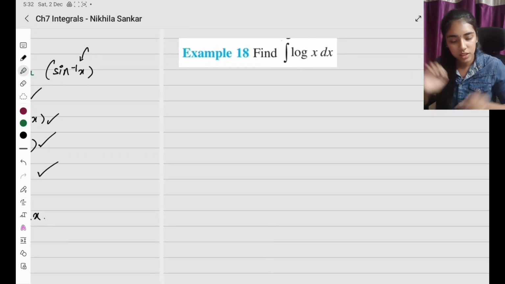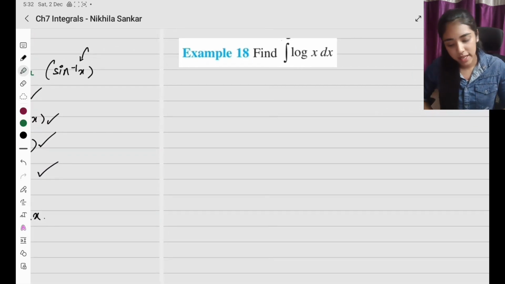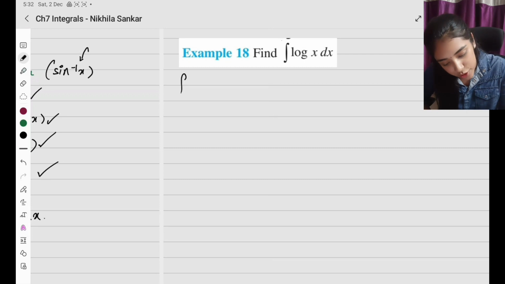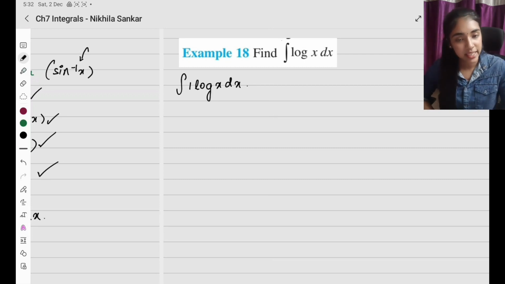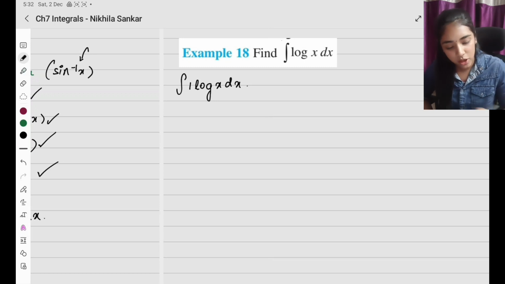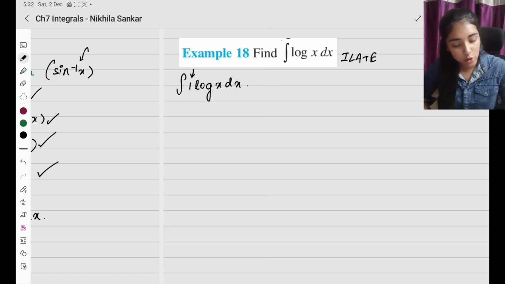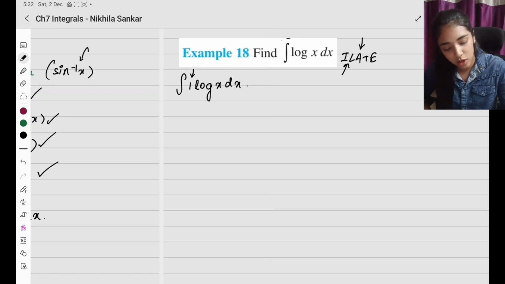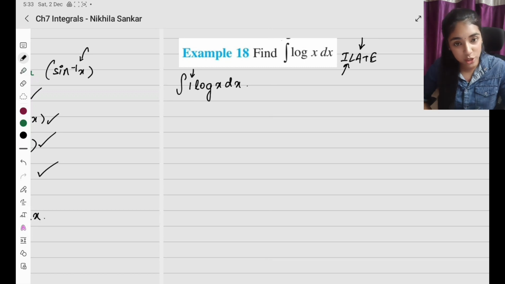Now you have integration of log x dx. So here I only have one function, but we cannot directly do the integration of log x. So what am I going to do? I'm going to write it as 1 times log x dx. Okay, so which is my priority? My priority is going to be I late. So 1 is my constant function which can also be algebraic. So where is it? It comes after log. So my first priority is going to be the log function.